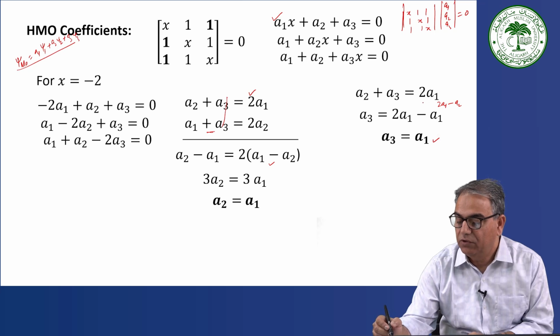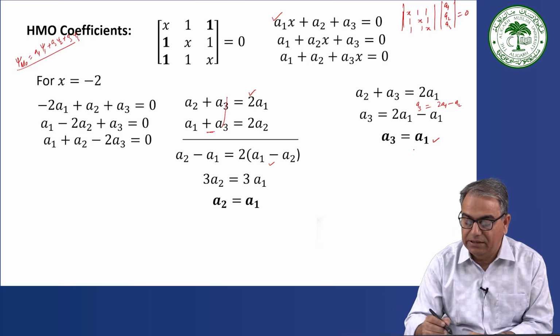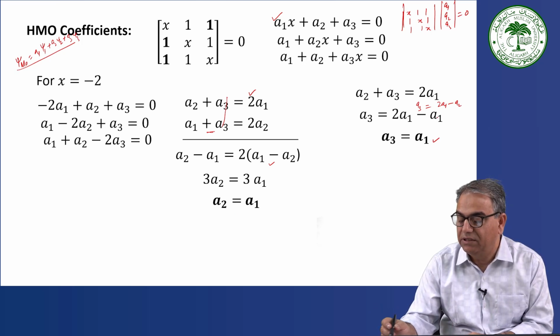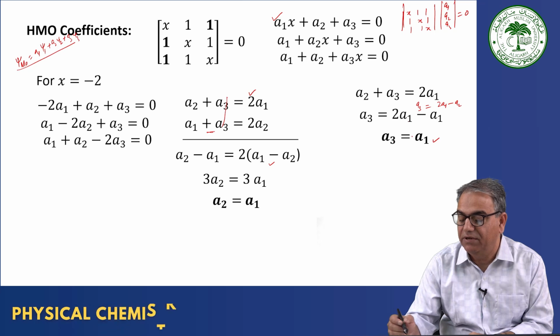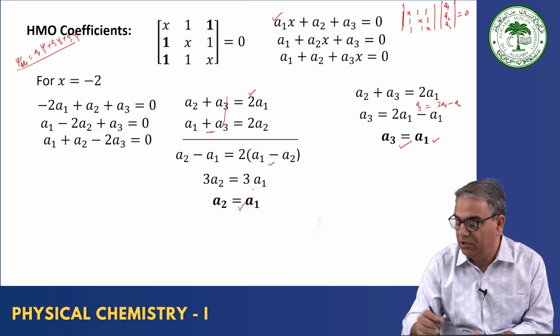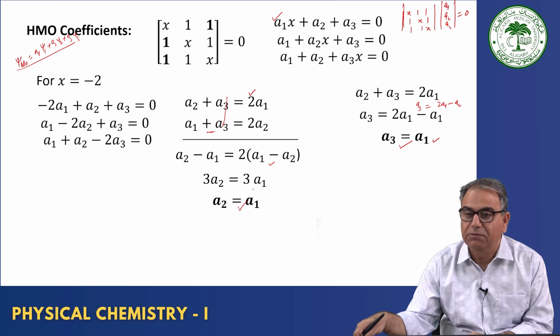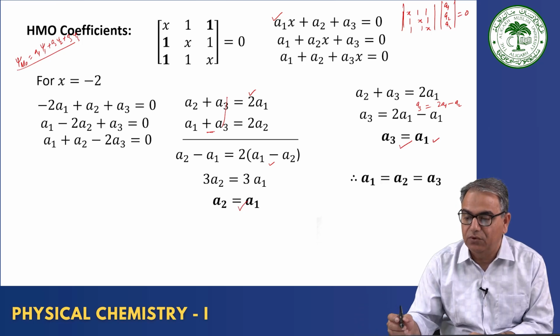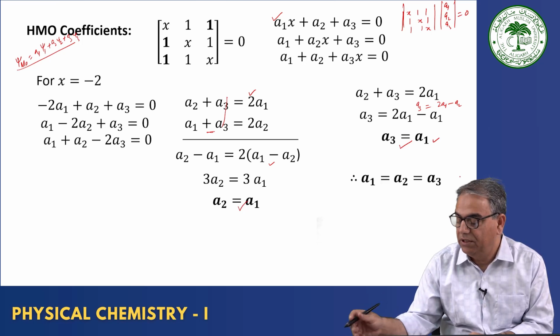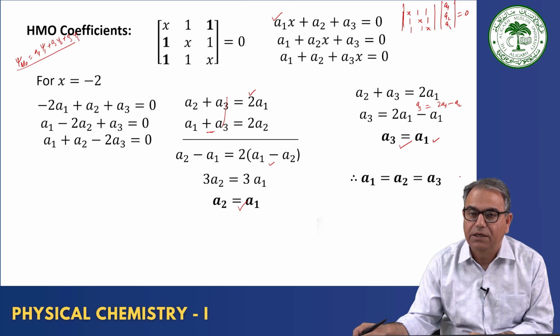So what you can write is a3 is equal to 2a1 minus a2, and then a1 and a2 are same, so I write 2a1 minus a1. If you subtract, this will be a1. So a3 is equal to a1, a2 is equal to a1. What does it mean? It means a1, a2 and a3 are equal. So all three, a1, a2 and a3 are equal.